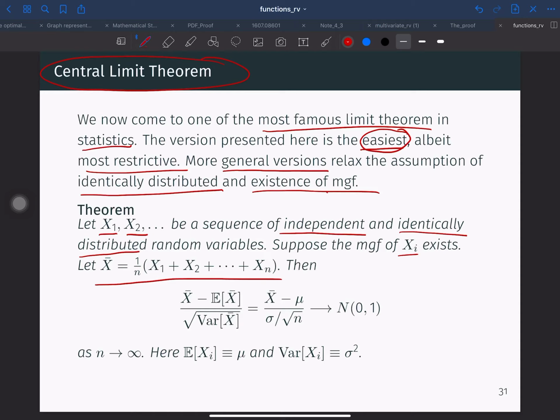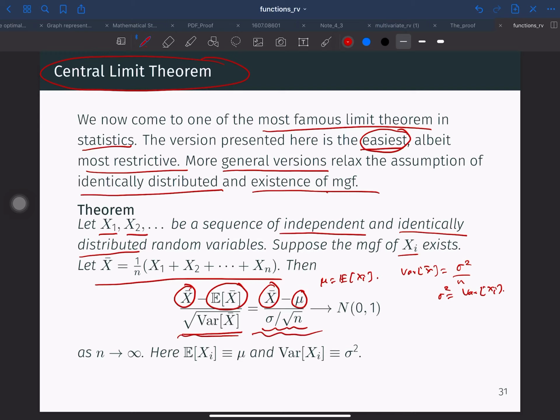So I show that the sample mean minus its expectation divided by the square root of its variance. So the sample mean is x bar. Its expectation is obviously the mean of the true x, of each of the xi. And the variance of x bar is simply sigma over square root of n. So variance of x bar is sigma squared over n, where sigma squared is the variance of any of the xi. So this expression here is nothing more than this. And the claim is that this difference, properly scaled, converges to normal.